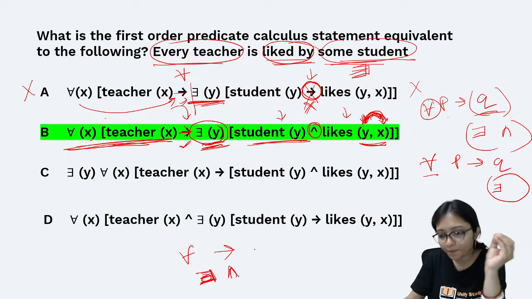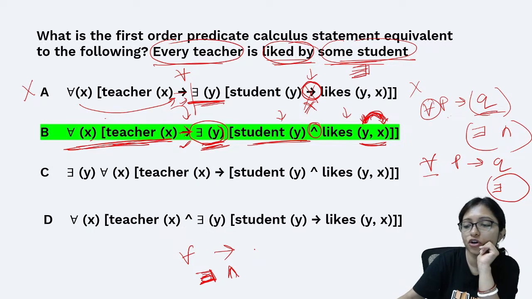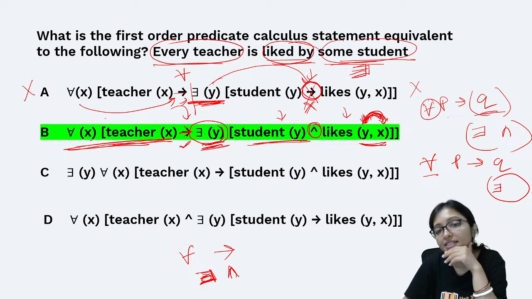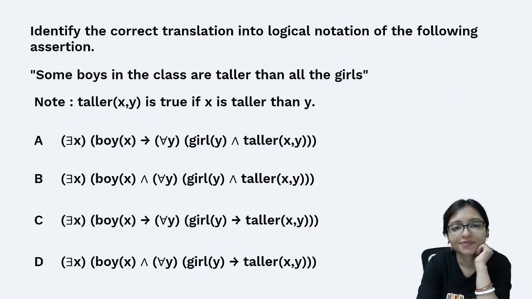Is this clear? Clear to everyone? Those who said A, why is it wrong? Because here this implication is with there exist, right? With there exist I cannot use it. Got it?